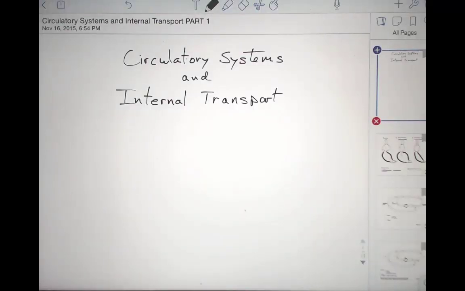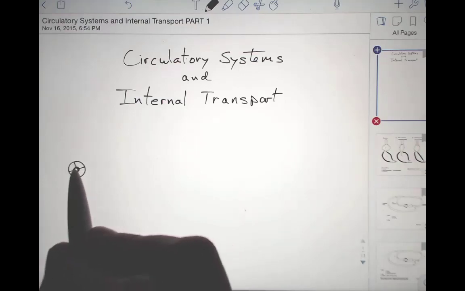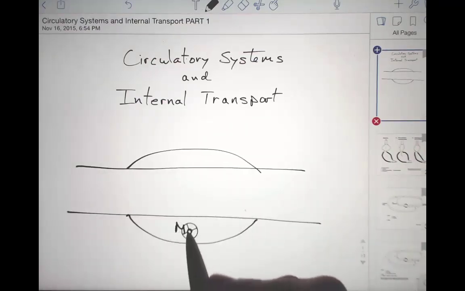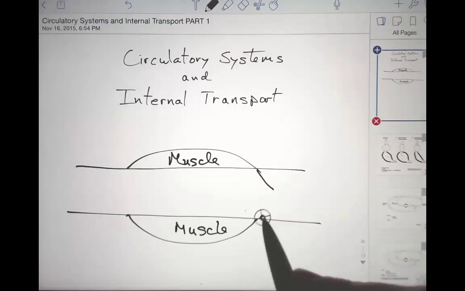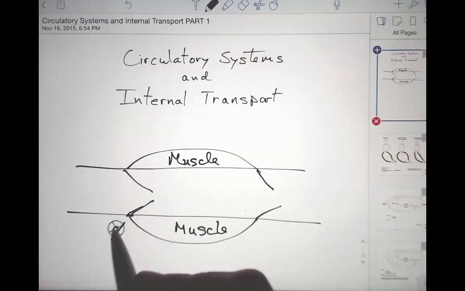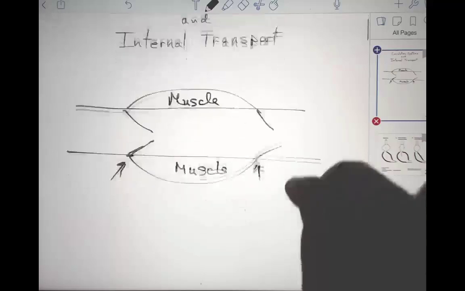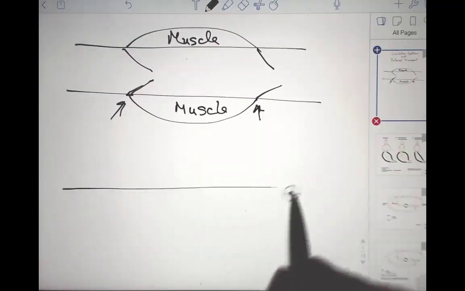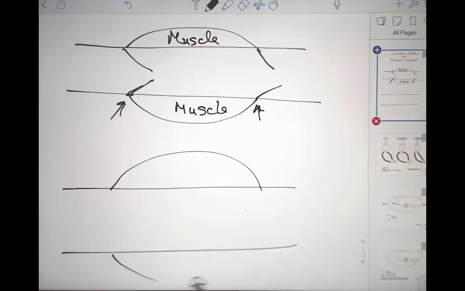In this segment, I'm going to talk about circulatory systems and internal transport. So a heart can be as simple as a blood vessel that has muscular thickening and one-way valves. Those one-way valves serve to cause blood to move in only one direction. Let's look at what happens with contraction.